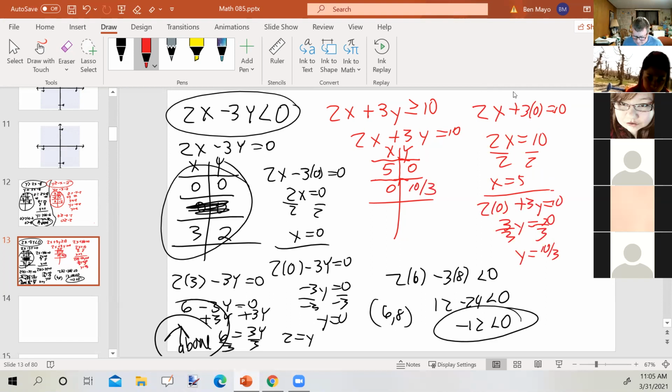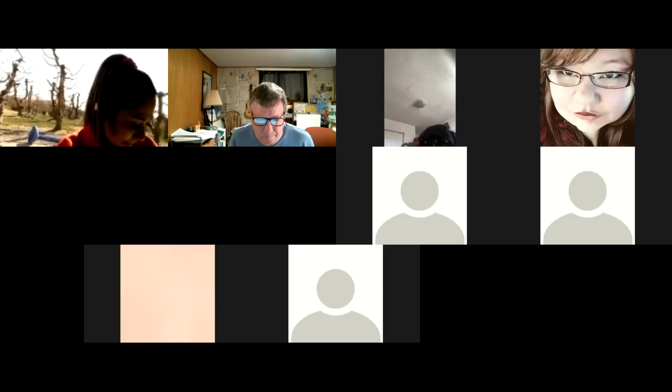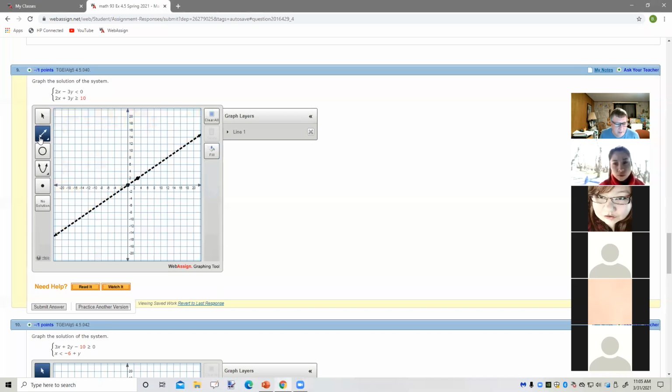We all right with that? So now I'm going to plot those two ordered pairs for my second inequality line. And so get that. Let's see. x is 5, y is 0. So I think that's right about there, but I'm going to double check them in a minute. x is 0, y is 10/3. 10/3 would be what? 3 1/3, which is going to be right about there.